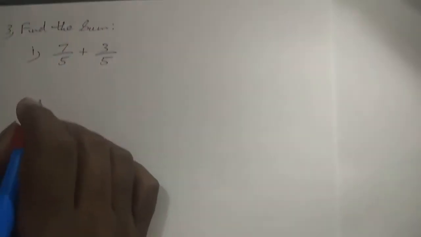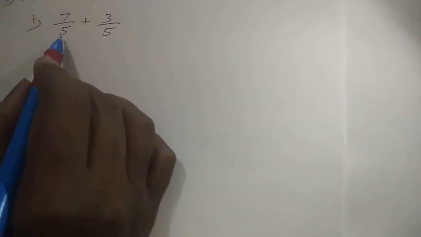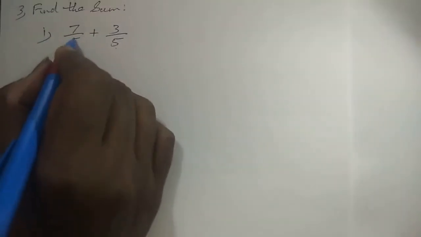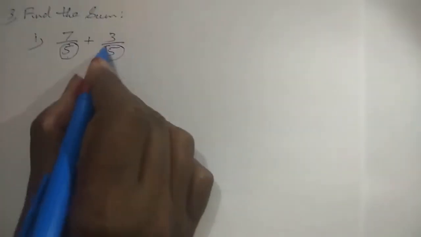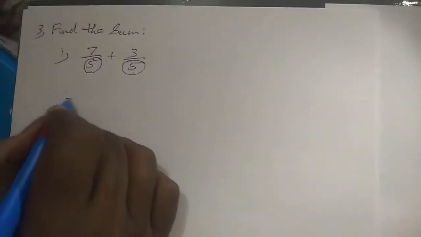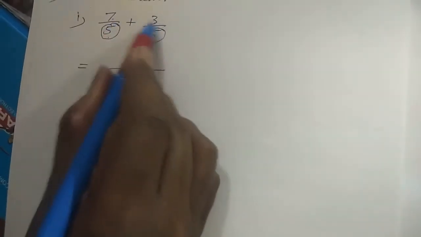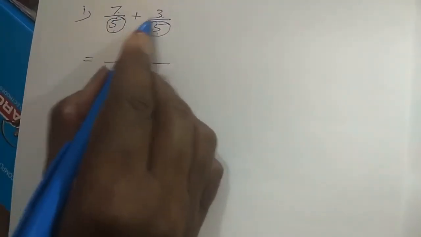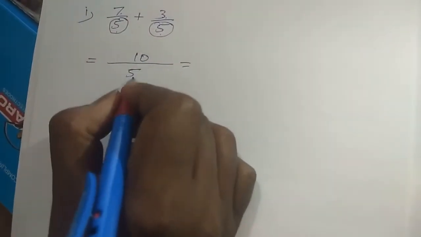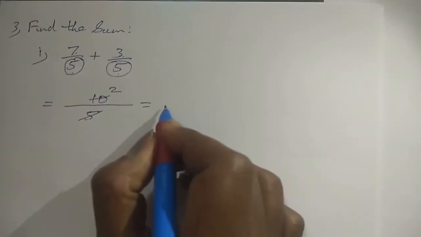Next we go to exercise 1.2, third sum. Find the sum. The first subdivision is 7 by 5 plus 3 by 5. Here the denominators are equal, so we don't need to find the LCM. We straight away write the denominator 5 and add the two numerators. 7 plus 3 is equal to 10. Now we cancel: 5 2s are 10, so the answer here is 2.